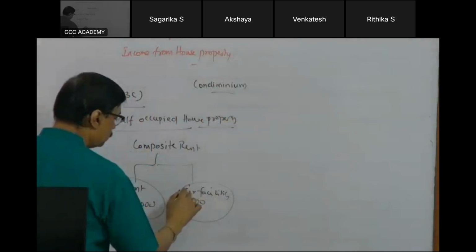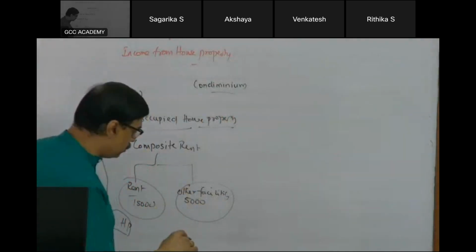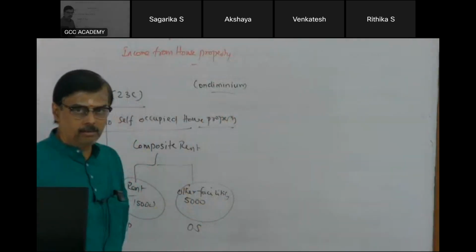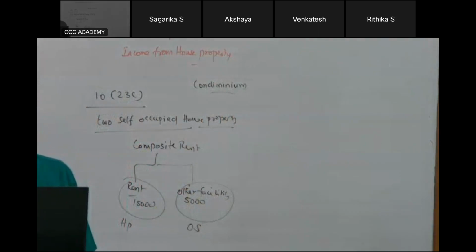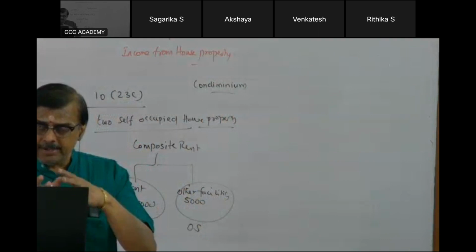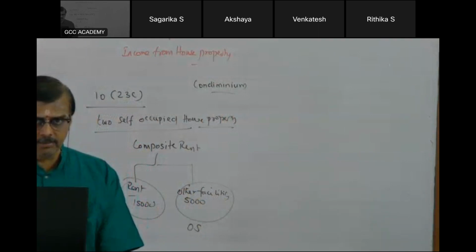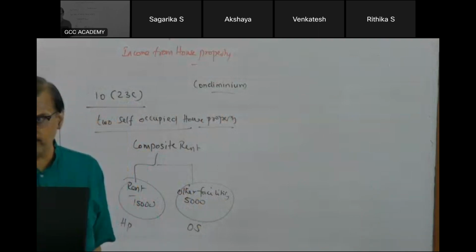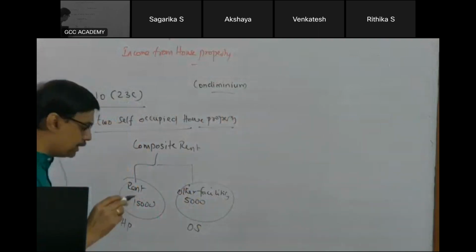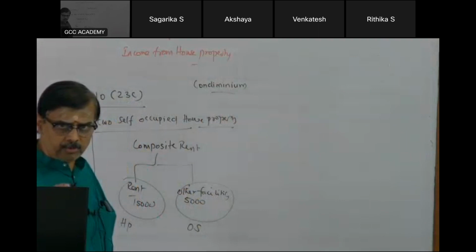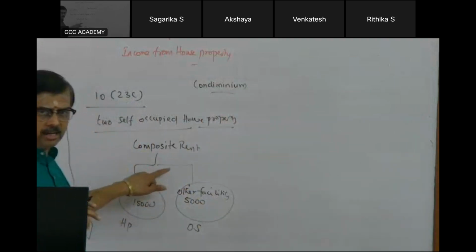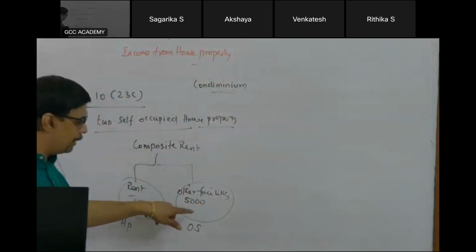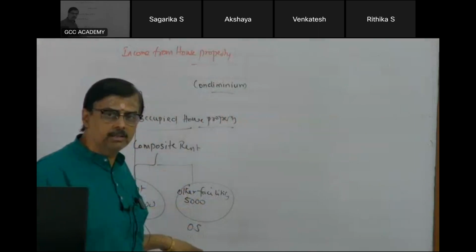And this, normally, if you have only one house, will go to what? Other sources. Because it is a rent of 20,000 split into two parts: rent for the building, rent for other facilities. It's called composite rent. Very, very important. So the tax treatment for composite rent is that the rental component will be charged to income from house property. The other facilities will be charged to other sources.